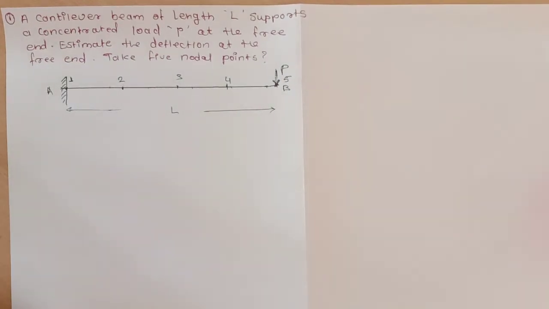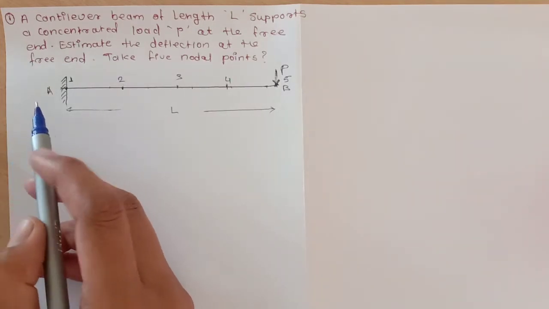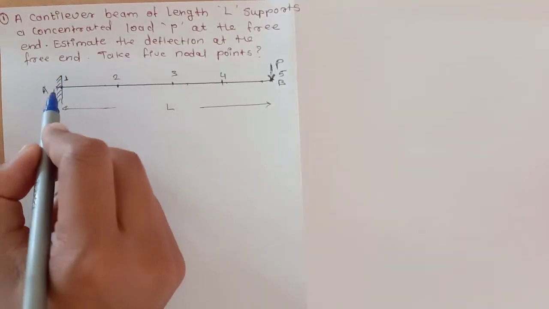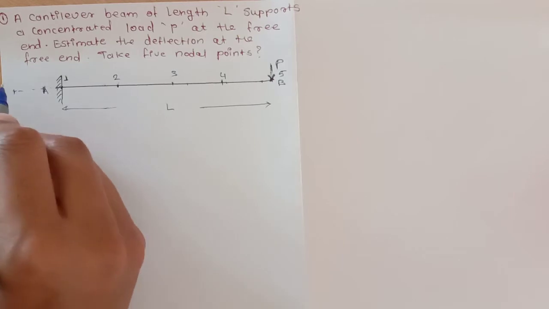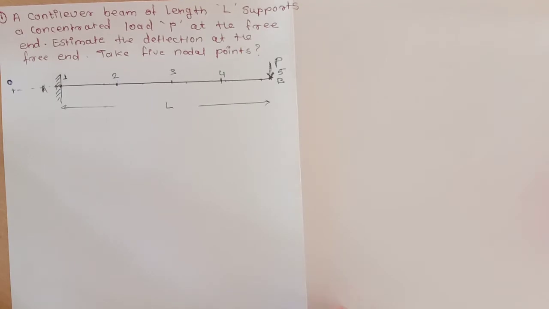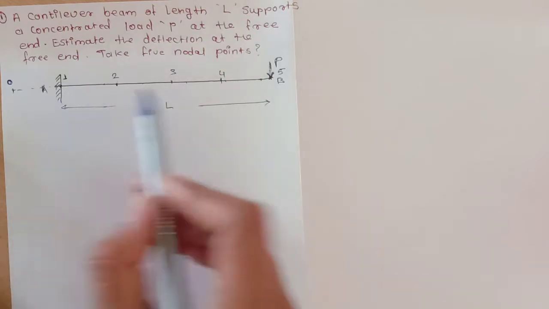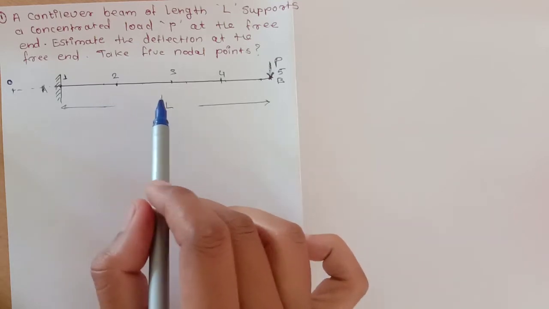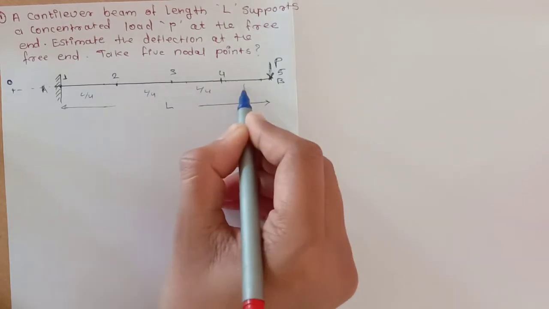Then next, for a cantilever beam, take a dummy nodal point to the left of the support, like that, that is node point 0. This is our dummy nodal point. Then next, there are total 5 node points. The total distance is L meters, divided into 4 equal parts, that is L by 4, L by 4, L by 4 and L by 4.